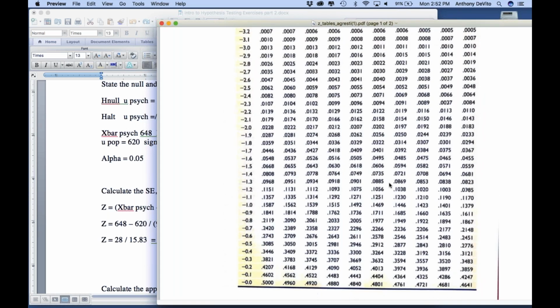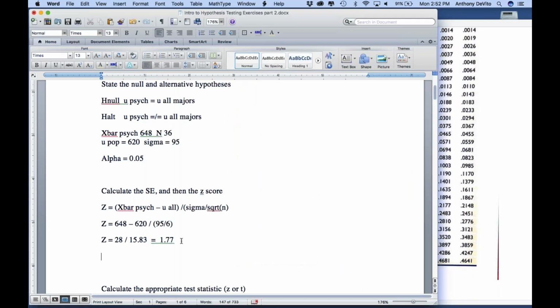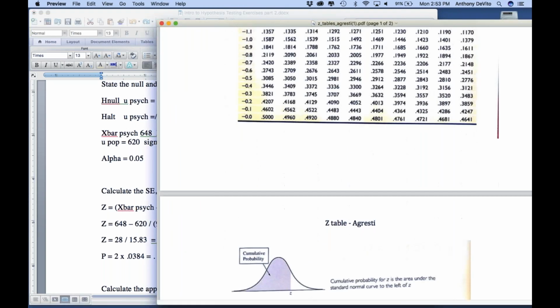Was that 7? Did I get that right? 3.84, 0.384. So my p-value is equal to 2 times, because it's a two-sided test, 0.0384, and that's equal to, it's actually equal to... Hold on. Yes, what did I do wrong? When you take away... Did I get a different answer?